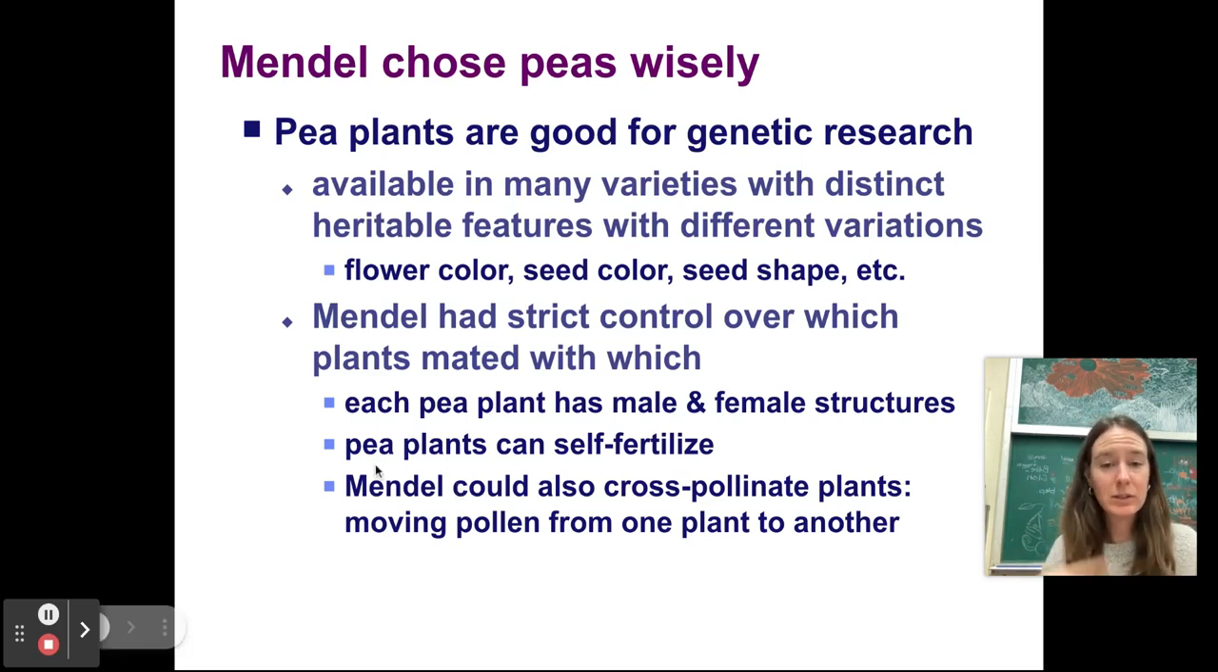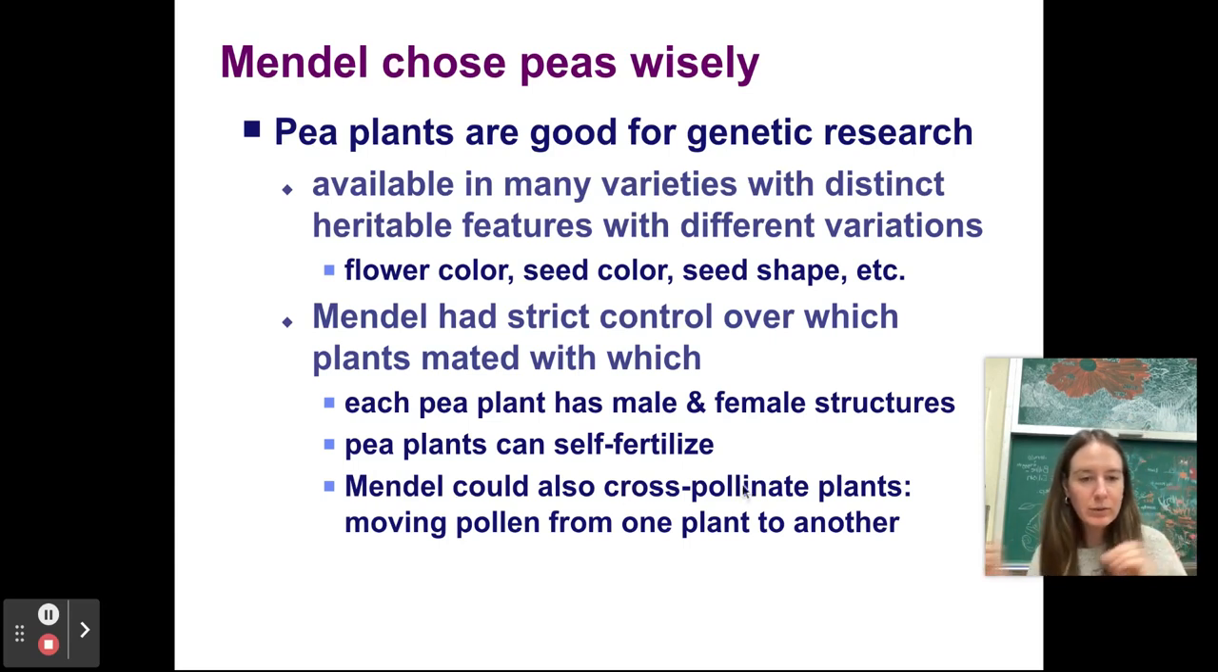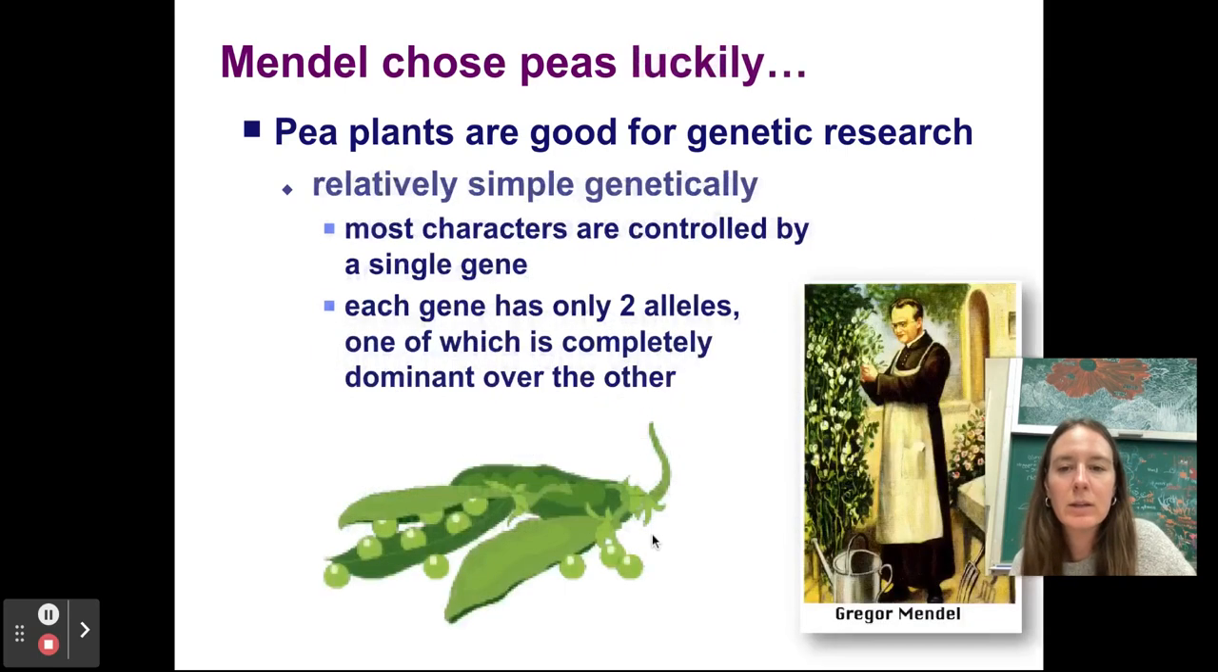But pea plants can also self-fertilize. So a plant can take its own pollen and fertilize its own egg. So he could cross-pollinate, he could move pollen from one plant to another. So he could really control which flowers the gametes are breeding with if you're trying to breed it with another flower. He can control a lot of things. They're really easy, and they're good for genetic research.